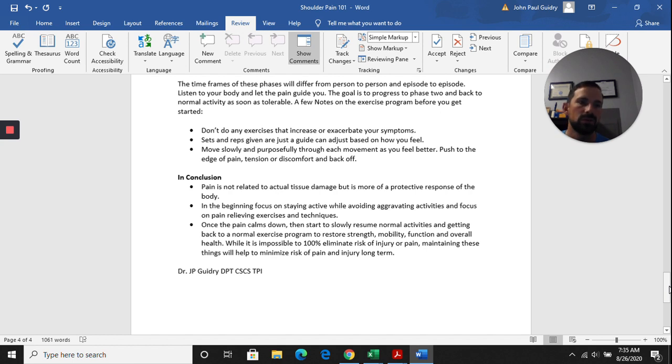In the beginning, focus on staying as active as you can while avoiding aggravating or irritating activities and movements. Focus on feel-good stuff, pain-relieving movements and exercises and activities you can tolerate. Once that calms down, the goal is to resume back to normal activities, back to a normal exercise program to restore your strength, your mobility, your function, and your overall health. While it's impossible to eliminate risk of injury or pain, maintaining good strength and good health will help minimize those risks and maximize your health and well-being long term.